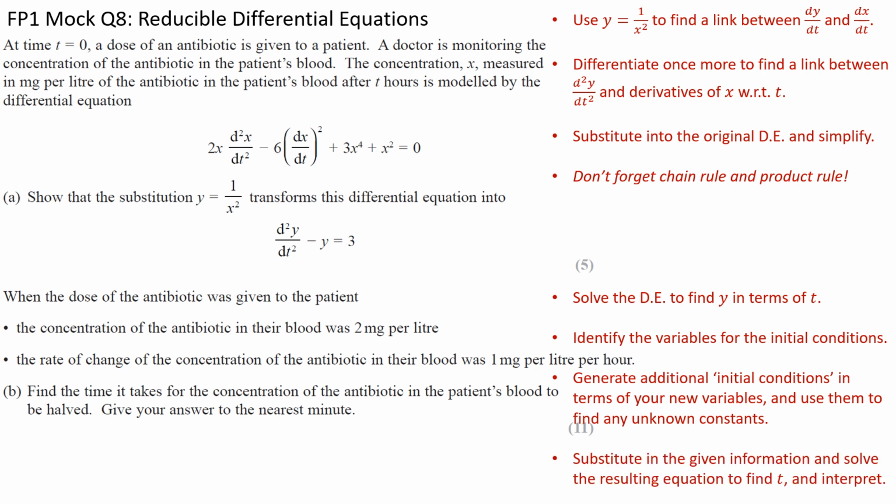And finally, substitute back the given information, solve the resulting equation to find t, and then interpret your results. That means you go back, you double check the units so that you know exactly what it is you're calculating and what it represents, and then find the time it takes for the concentration to halve. Think about which measurement is going to change and how it's going to change.